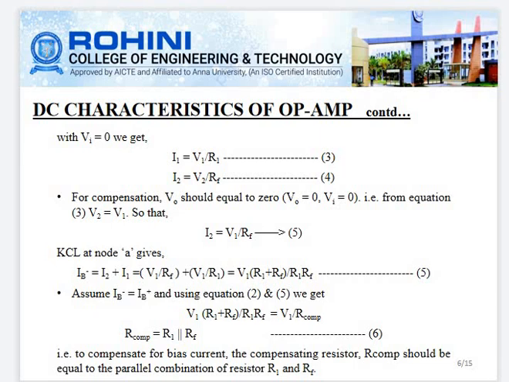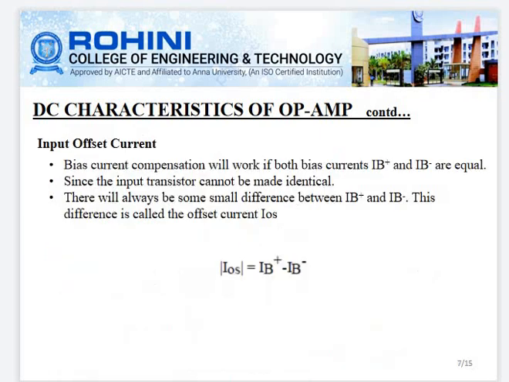Assuming IB minus equal to IB plus and using equations 2 and 5, we get V1 into (R1 plus RF) divided by R1 RF equal to V1 by R compensation. So R compensation is the parallel combination of R1 and RF. To compensate for bias current, the compensating resistor R compensation should be equal to the parallel combination of resistors R1 and RF.